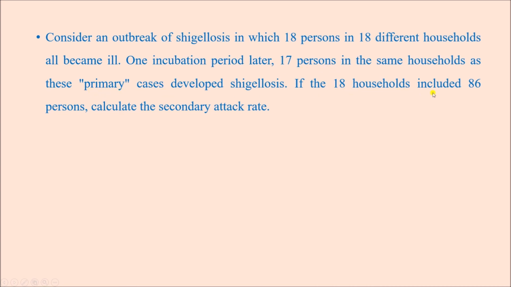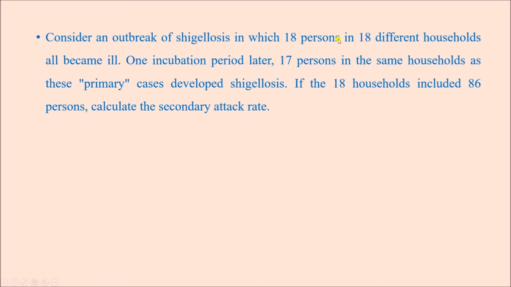If the 18 households included 86 persons, calculate the secondary attack rate. So let us talk about a very small village. There are only 18 houses. Okay, 18 different households, and in those 18 households there are 86 members. So there are 86 people in that small village. Out of these 86 people, 18 people developed shigellosis. They are the primary cases.